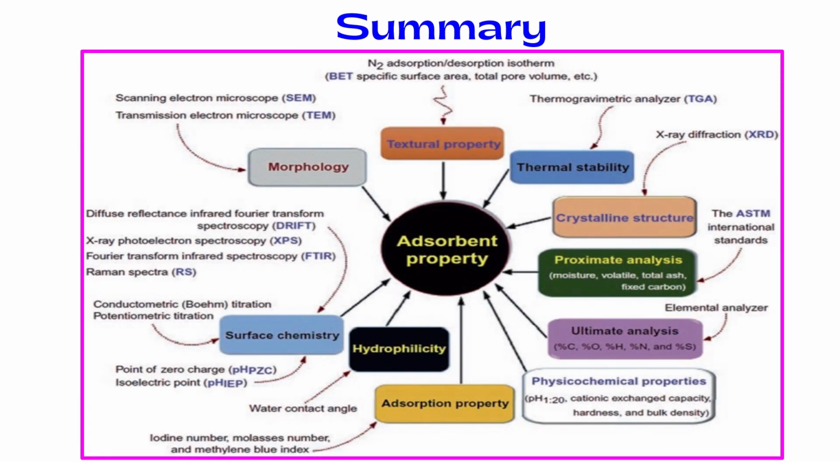So from this study, the summary of the adsorbent property is usually done by textural property by BET isotherm measurement, morphology by SEM-TEM, and surface chemistry by DRIFT, XPS, FTIR, hydrophobicity, and adsorption property as I said before, and other properties have been measured.